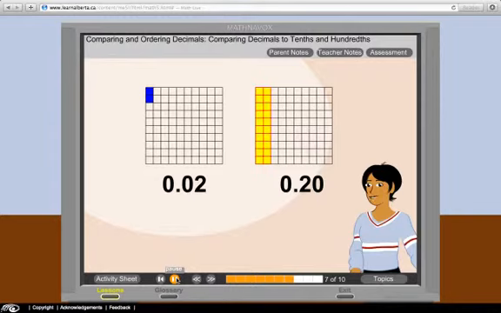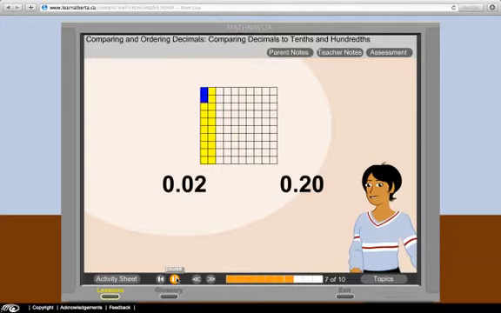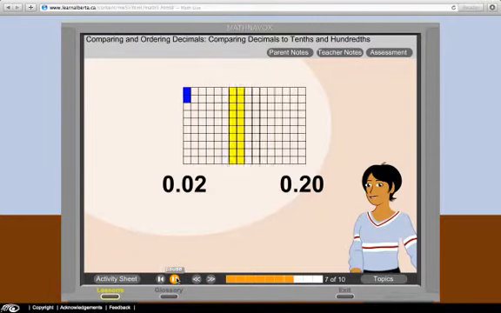2 strips are equal to 20 squares on a grid. Whether we call it 2 tenths or 20 hundredths, it is the same amount. Now we can slide one grid over the other to compare the number of colored squares. We can see that 0.02 is less than 0.20.